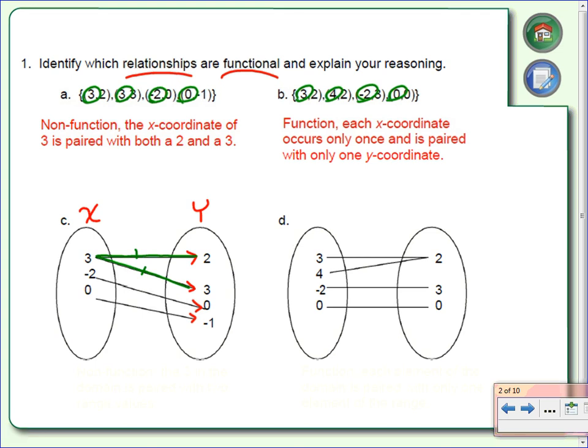So this particular one is not a function. And the reason it's not a function is because 3 has 2 different y values. It has a 2, but it also has a 3. That's not allowed in a function. Remember, each x can only be used once, not twice.